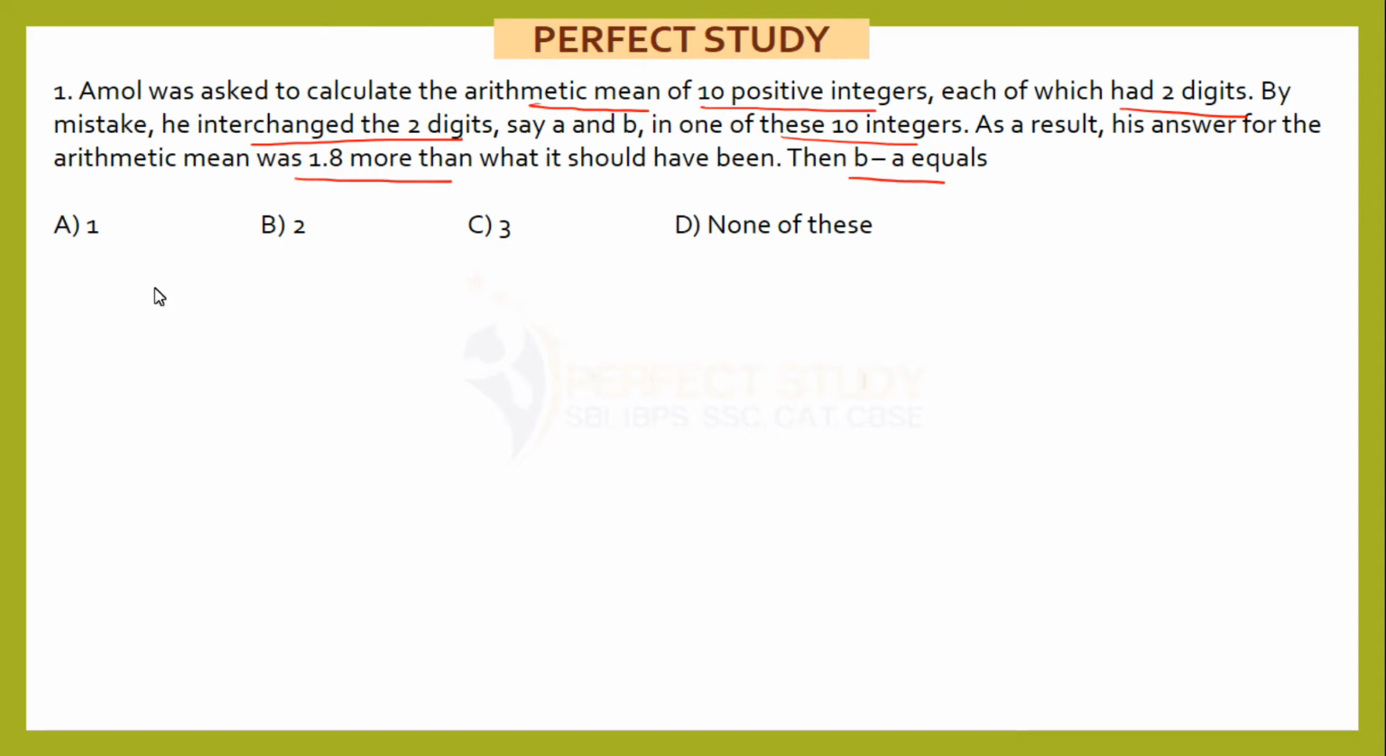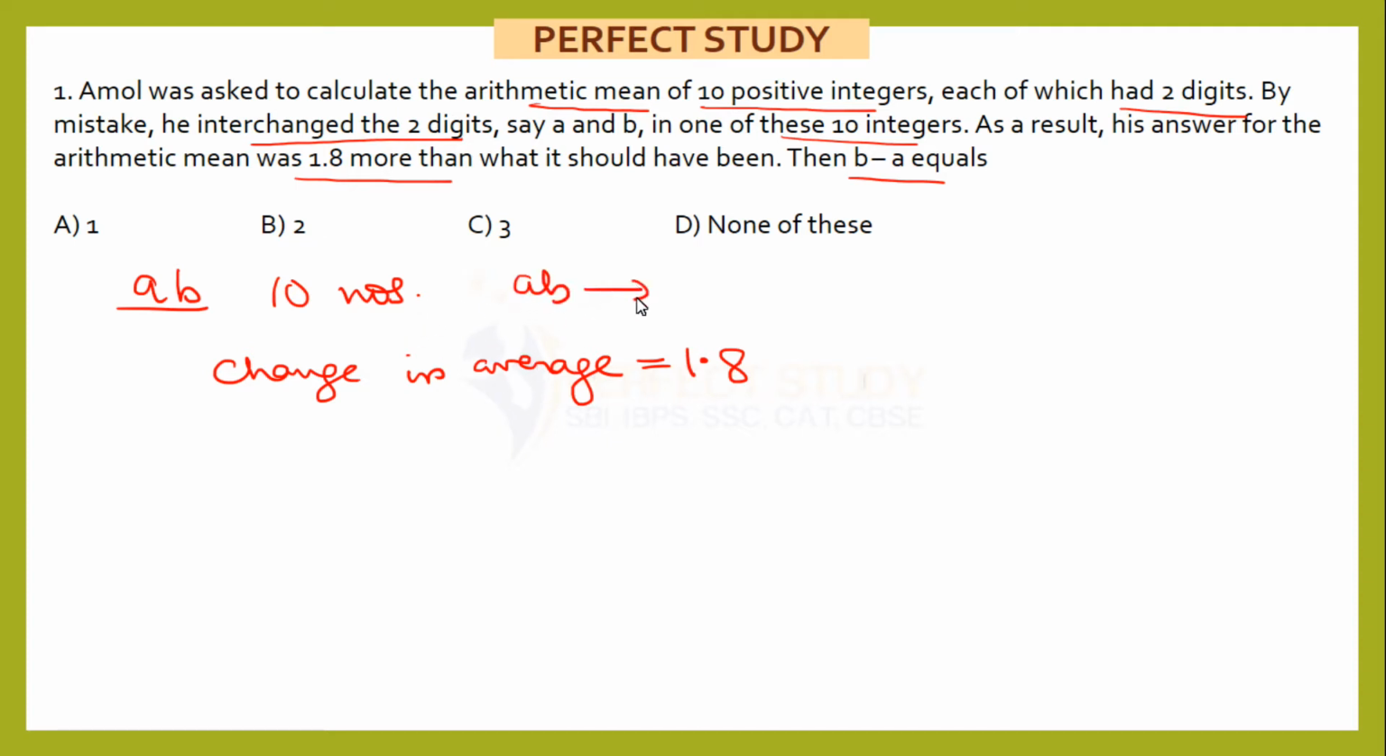So these are all 2-digit numbers. Let's say the digits are a and b, and like this there are 10 numbers. Now what is the change in average? The change in average is equal to 1.8 because of interchanging the digits of one of the numbers. Means if the number was AB, he made it BA by mistake, only for one number.